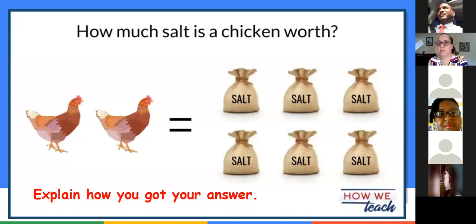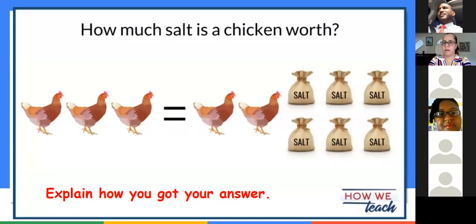All right, so let us look at something like this now. How much salt is a chicken worth? How about if we set it up this way? This one's a little bit more difficult than the first one. Let's take a look at this. All right, so let us look at a question like, how much salt is a chicken worth now? And how did you get your answer? Would you like to think about it and let us know?